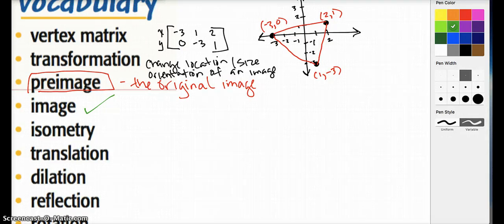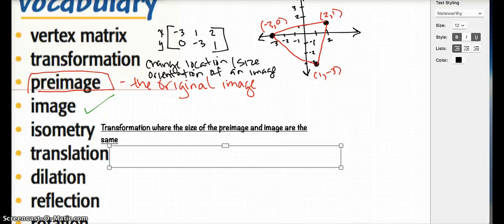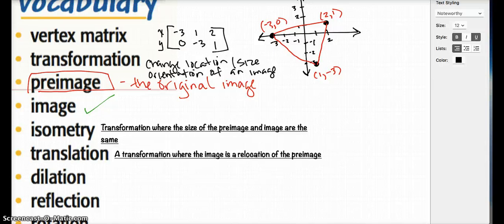Isometry is interesting. Anytime you have a transformation that keeps the size of your image the same, then that transformation is an isometry. So this transformation where the size of the pre-image and image are the same is called an isometry. One type of isometry is a translation. And so a translation is a transformation, one of these kinds of changes, where the image is just a relocation of the pre-image. Let's see, it doesn't like the word pre-image, so I'll write it again. All right, and so that's what we have here.